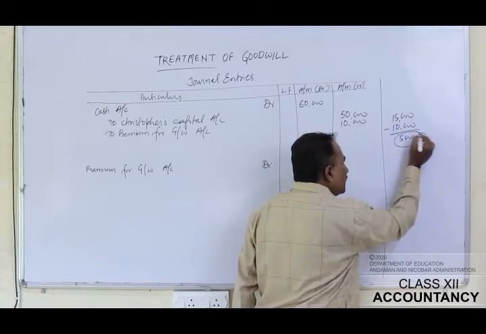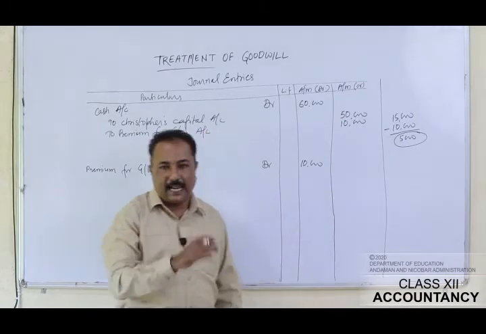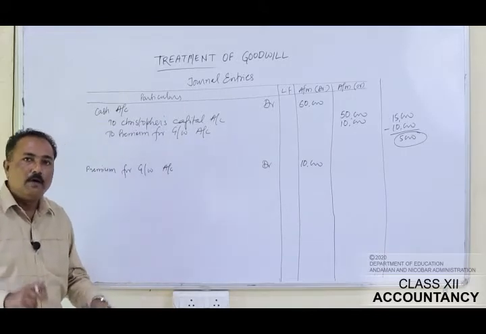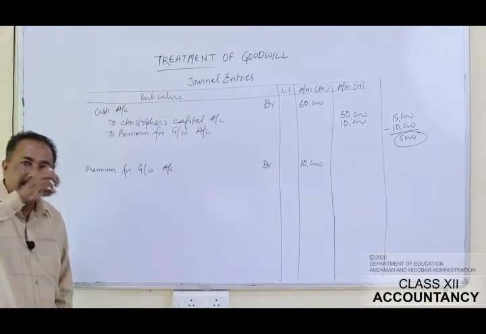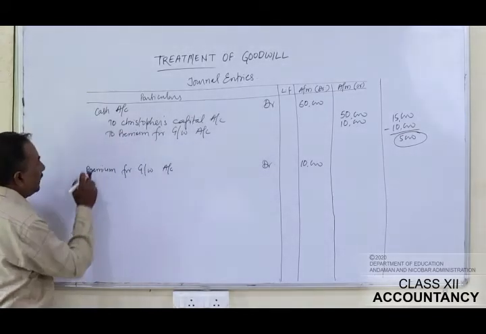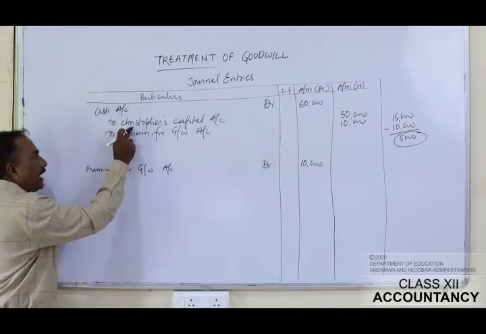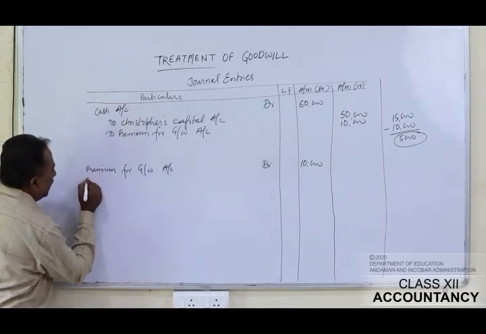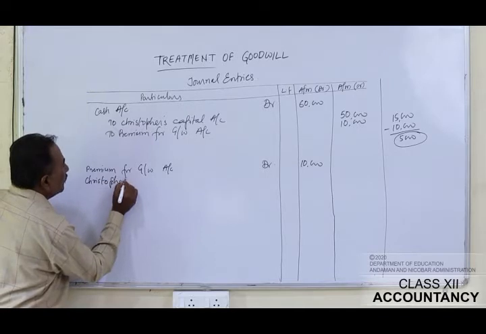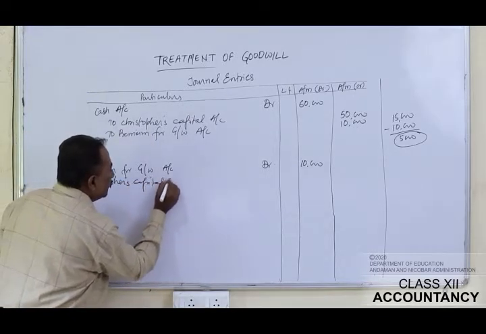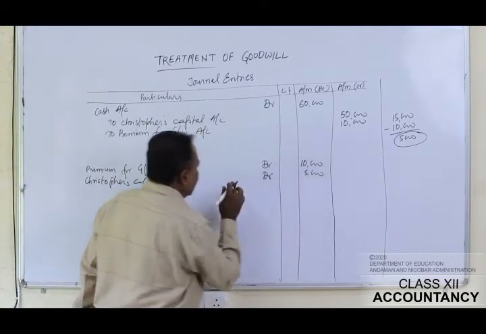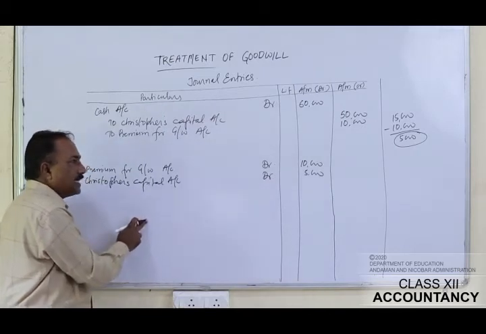The balance of rupees 5,000 he was unable to bring in cash. Then in such a case what you have to do is take that amount from Christopher's capital account, and that will also be distributed among the sacrificing partners. So, for that purpose you will have to debit Christopher's capital account. So, here Christopher's capital account will be debited with rupees 5,000, and this amount will be distributed between the sacrificing partners.